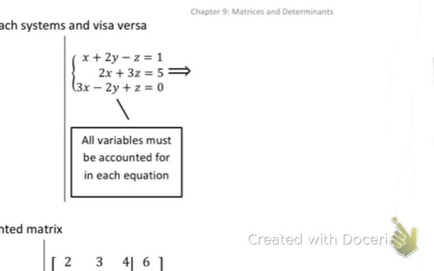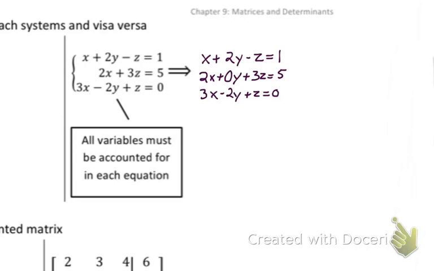You can rewrite everything. So I can rewrite x plus 2y minus z equals 1. And I can have 2x plus, just like Chris said, I have 0y plus 3z equals 5. And 3x minus 2y plus z equals 0. This is kind of a tedious way to do it, primarily because I had to rewrite all of this just to put 0y in there.